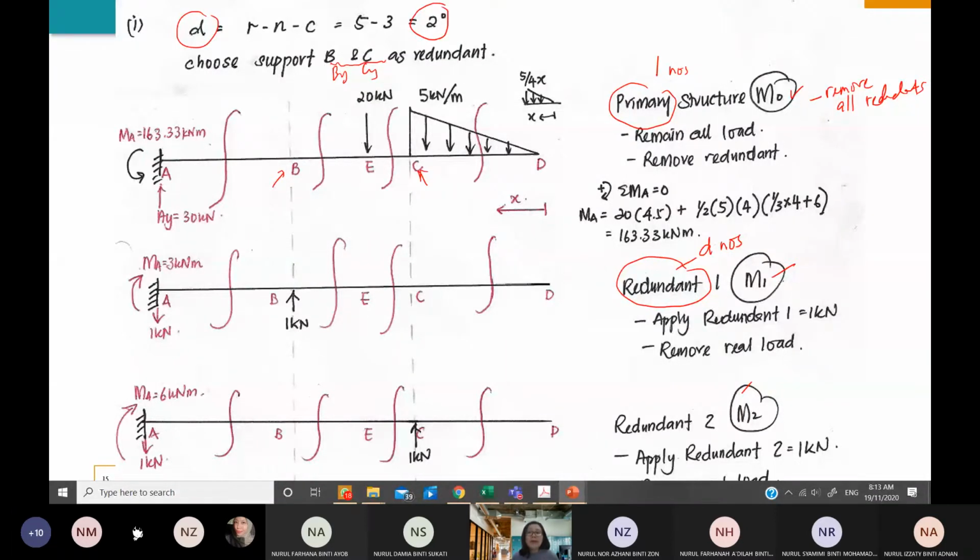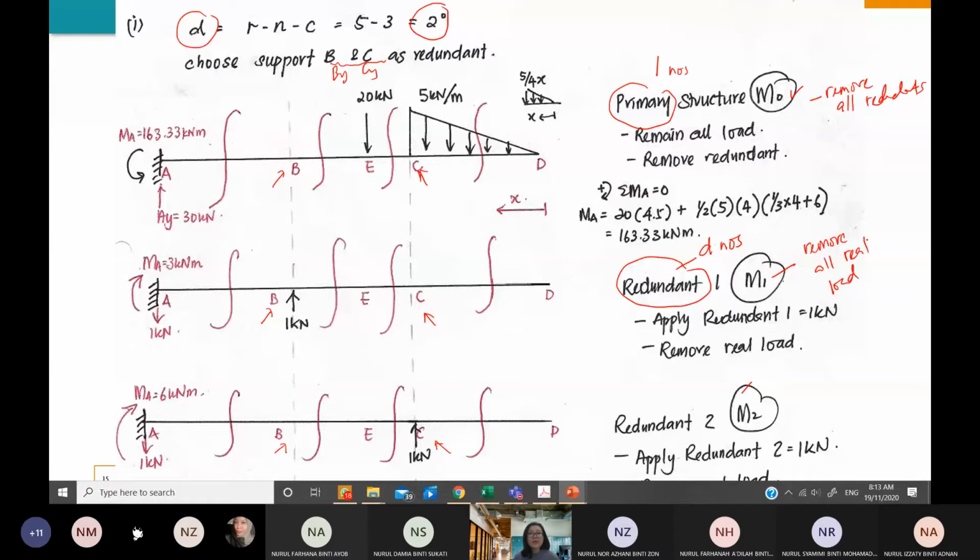Then how about M1 and M2? For M1 and M2, the geometry and the support conditions are the same, because they are taken from the primary system. You can see that at B there is no support reaction, and at C no support reaction, similarly for M2. And then the treatment is that we need to remove all the real loads.